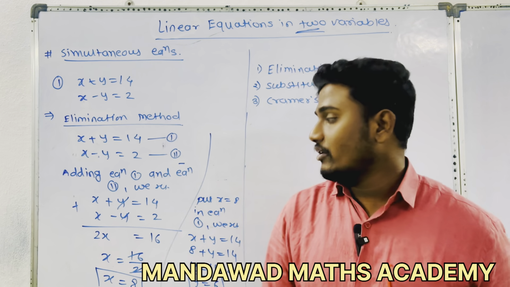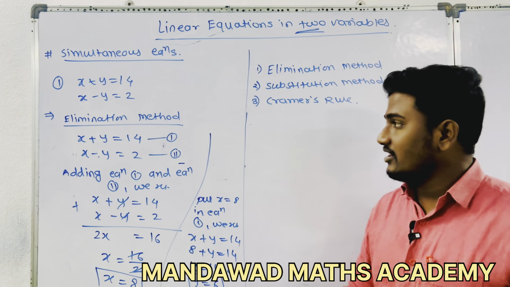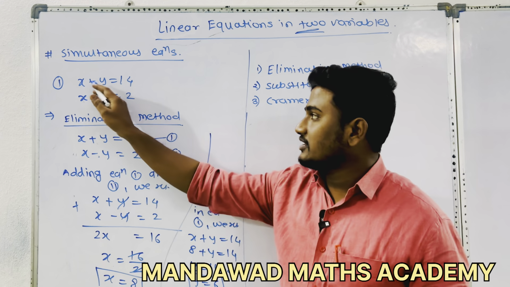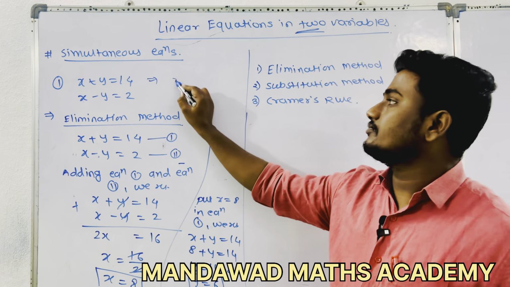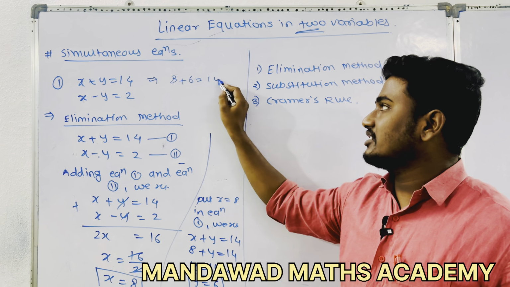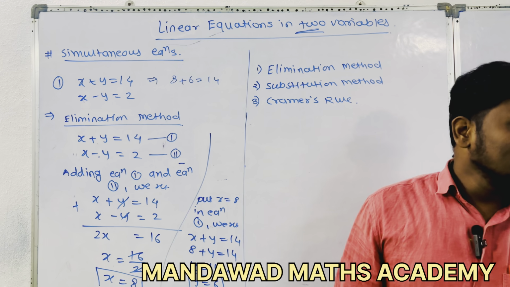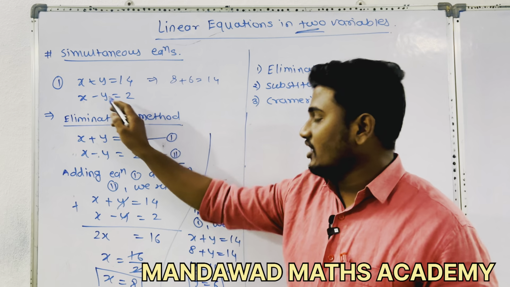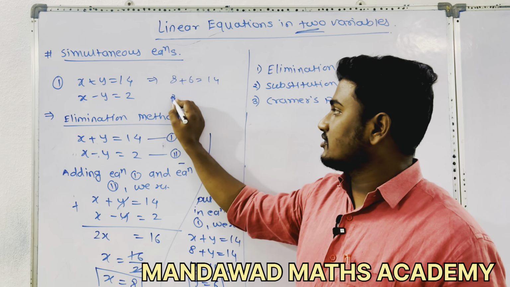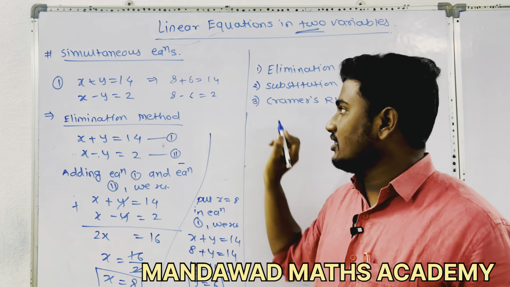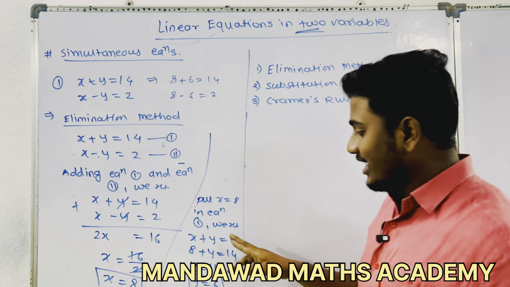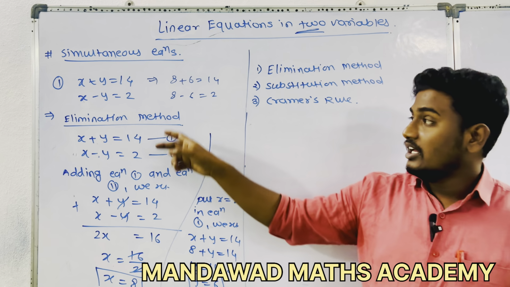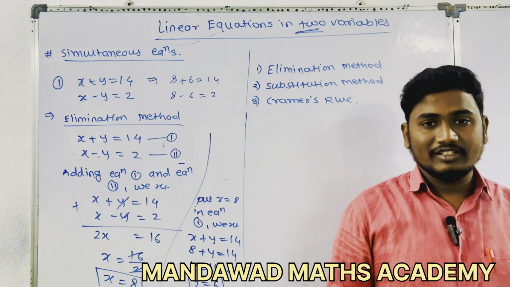For verification, you can substitute the value of x and y in these equations. What is the first equation? x plus y equal to 14, means 8 plus 6 equal to 14. Does it satisfy the first equation? Yes. Second equation, x minus y, 8 minus 6. What is the answer? 2. The second equation is also satisfied. That means these values of x and y satisfy both equations at the same time.